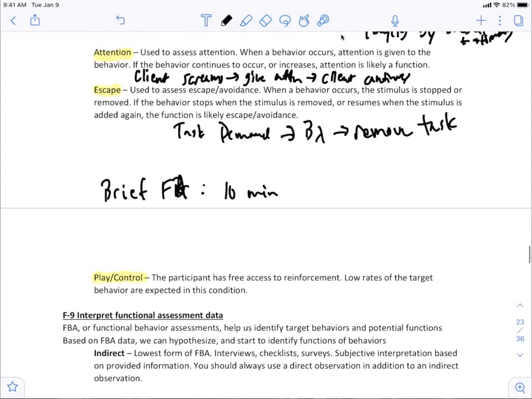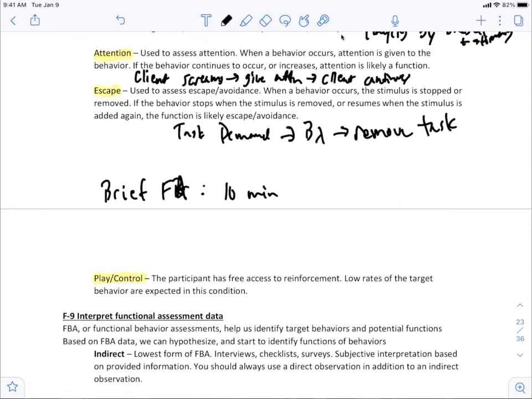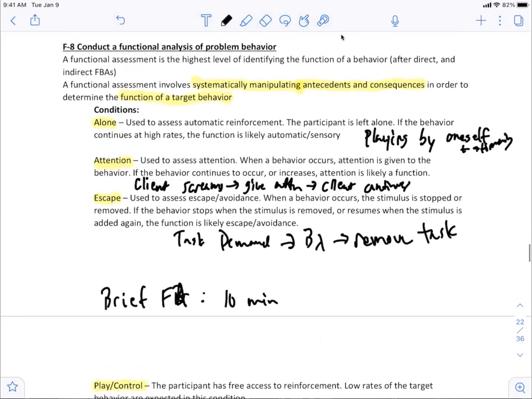And then finally, play control. This is our control setting. Participant has free access to reinforcement. Low rates of the target behavior are expected in this condition. Now, think about it. If the behavior continues to occur during play control, what might you start thinking? I would immediately start thinking maybe automatic reinforcement, right? So that is our FAs, the best way to figure out the functions.